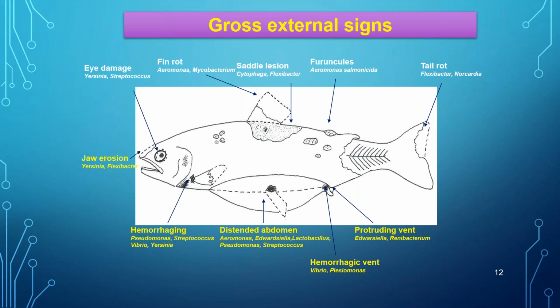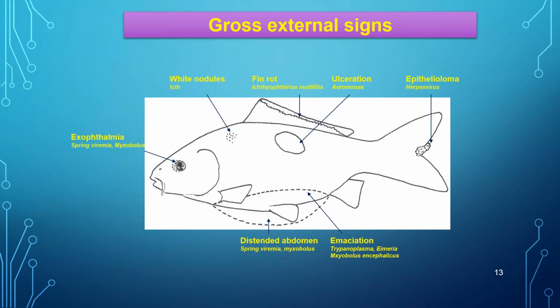For fin rot, it's Aeromonas. Then saddleback, that is Flexibacteria, like tail rot, protruding vent, hemorrhagic vent. These are the bacterial strains chiefly responsible for these sorts of gross external lesions. These are some of the bacterial as well as virus and parasitic agents responsible for similar external lesions.